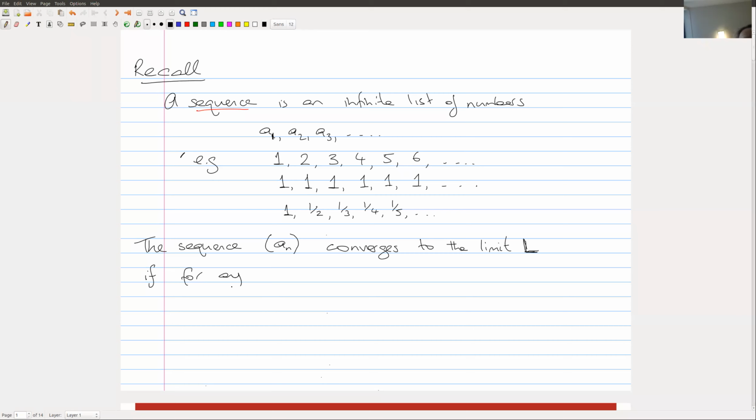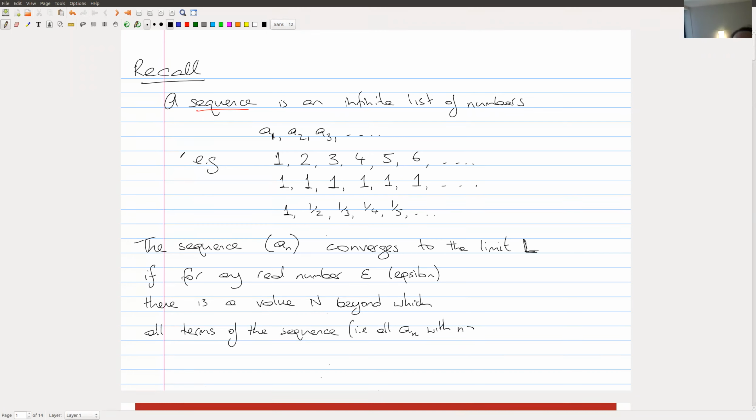But more precisely, what it means is that for any real number epsilon, so epsilon is a Greek letter that looks like that. This is epsilon, and conventionally it's used to denote some very, very small quantity in mathematics. If for any real number epsilon, there is a value N beyond which all terms of the sequence, and by all terms of the sequence beyond the capital N, I mean all a_n for which n is greater than this capital N, are within epsilon of L.